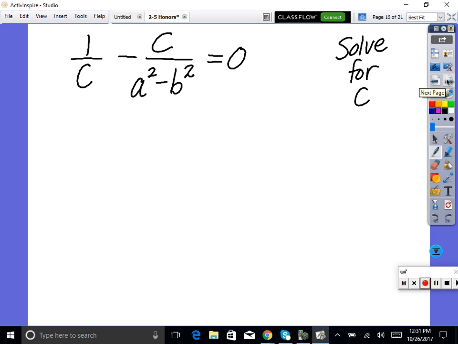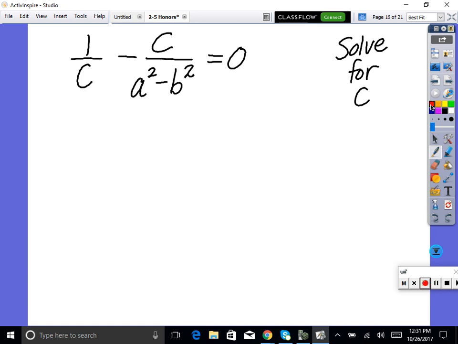Okay, cool. What I want to show you is this one's not on the worksheet. Go to the bottom of your worksheet and do this one with me. Write it down real quick. There's a reason I'm adding it in, because there's a good chance you'll see one similar to it on the test, and there's not one like this on the homework. So add this one in. We have 1 over c minus c over a squared minus b squared equals 0.